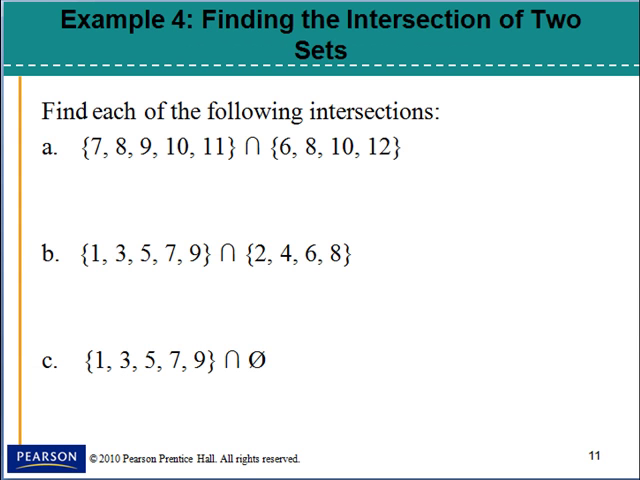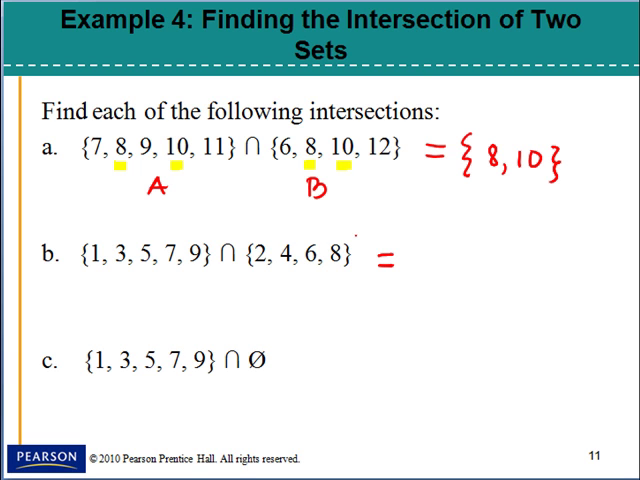Let's look at the example. I'm looking for the intersection of the two sets. Let's call this set A and this set B, so that we know what we're talking about. We're looking for the elements that belong to both sets. I see that 8 belongs to A and B. 10 also belongs to A and B. So our answer will be 8 and 10. That's all we have.